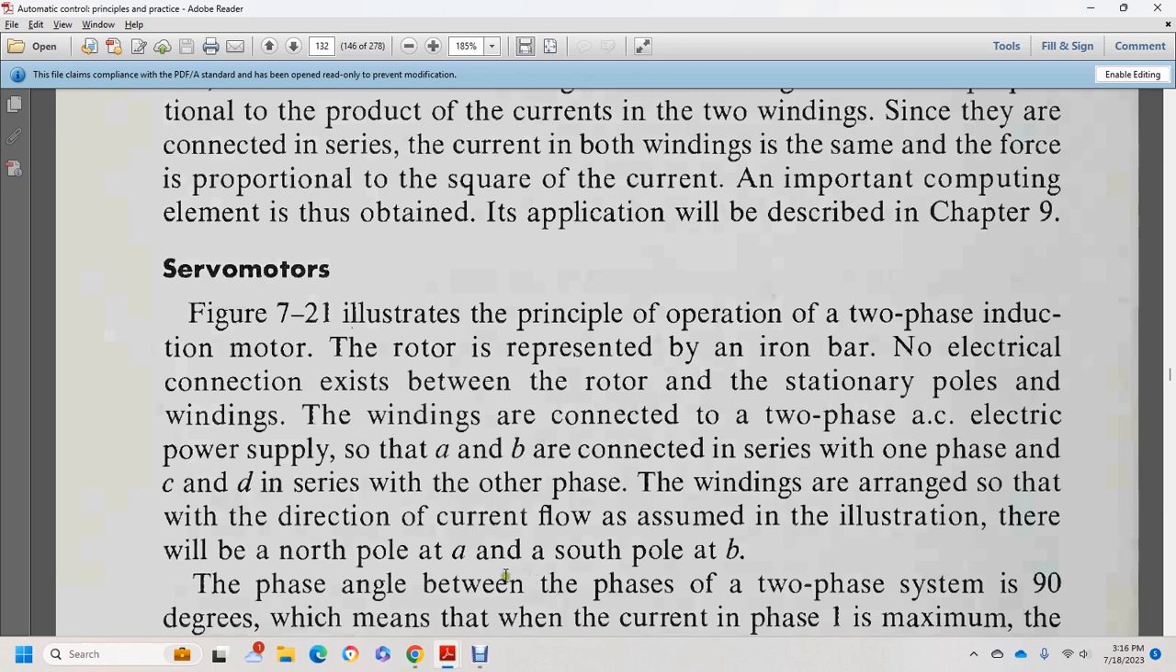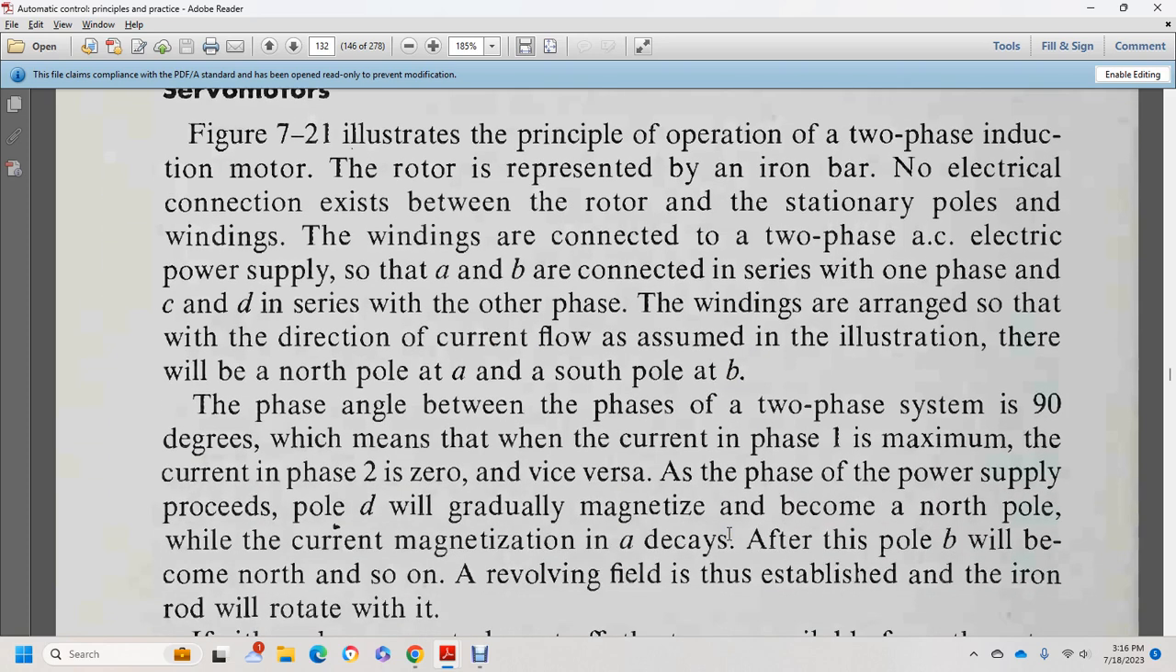The windings are arranged so that, with the direction of current flow assumed as illustrated, there will be a North Pole at A and a South Pole at B. The angle between the phases of the two-phase system is 90 degrees, which means that when the current in phase 1 is at maximum, the current in phase 2 is zero, and vice versa. As the phase of the power supply proceeds, pole D is gradually magnetized and becomes the north pole while the current in A decays, after which pole B will become north, and so on.